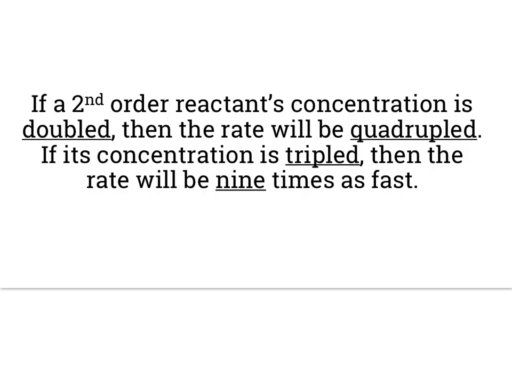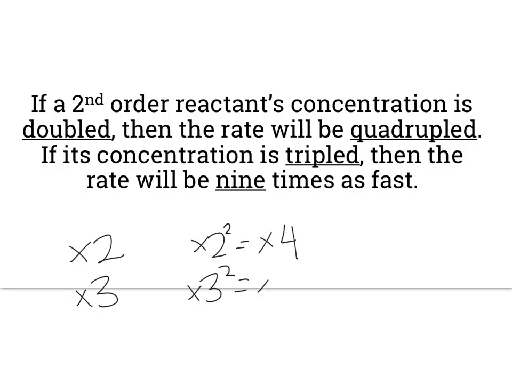Again, if our second order reactant's concentration is doubled, which means times 2, then our rate will be quadrupled, which is 2 squared. If it's tripled, then our rate will be 9 times as fast. If our concentration is cut in half, then our rate will be 1/4 as fast. So we're basically just squaring the change to get our change in rate. All right, so 0th, don't change it. First, change directly. Second order changes according to the square.